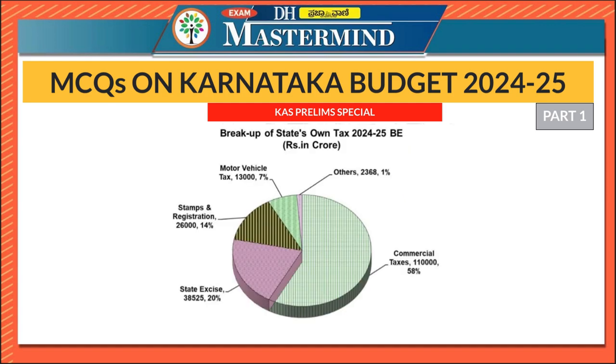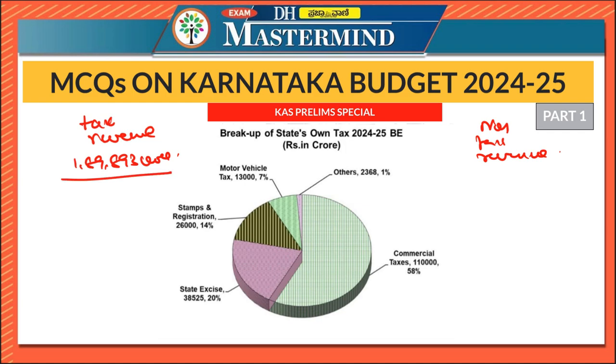Now look at this crucial information. Look at this graph over here. So till now we have seen about revenue receipts and state owned tax revenues and non-tax revenue, and then the tax revenue is 1,89,893 crore. But how are we getting it? We are getting majorly from commercial taxes. About 1,10,000 crores, which is 58%, is from commercial taxes, and from state excise duties we are getting about 20%, that is 38,525 crores, and from stamps and registration we are getting 26,000 crore, which is 14%, and from motor vehicle tax we are getting 13,000 crore, which is 7%, and others include 1%.